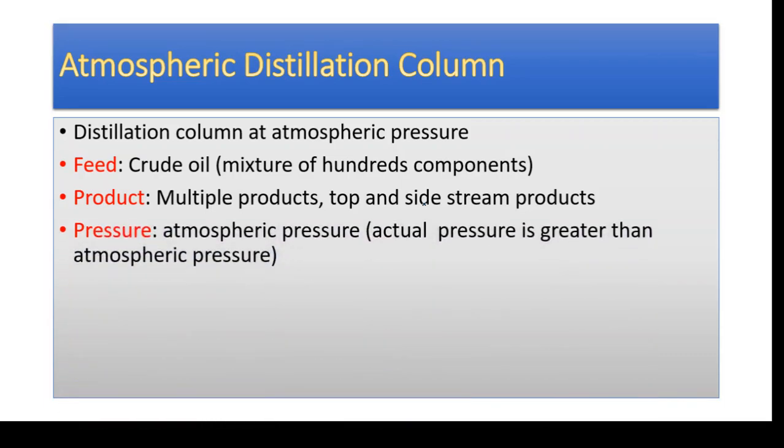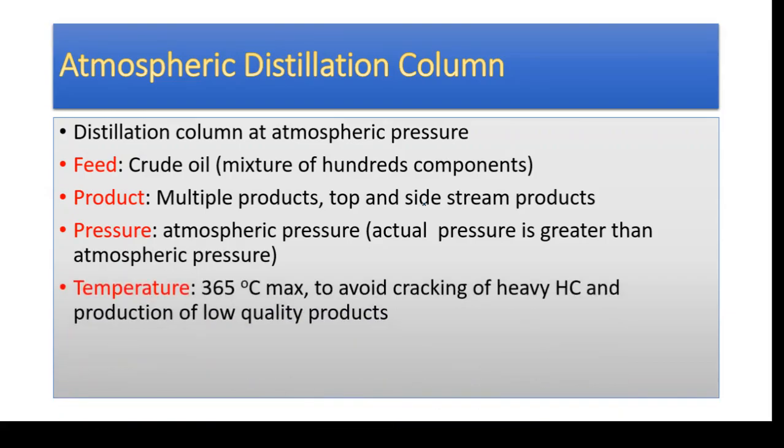In the atmosphere distillation column, the pressure, as I have told you, the name is atmosphere distillation, so it is at atmospheric pressure, but actually it is slightly higher than the atmospheric pressure. In fact, there is one reference pressure that is normally taken at the condenser level. So if you calculate the pressure drop at each and every section, you will find that the pressure inside the column is slightly higher than the atmospheric pressure.